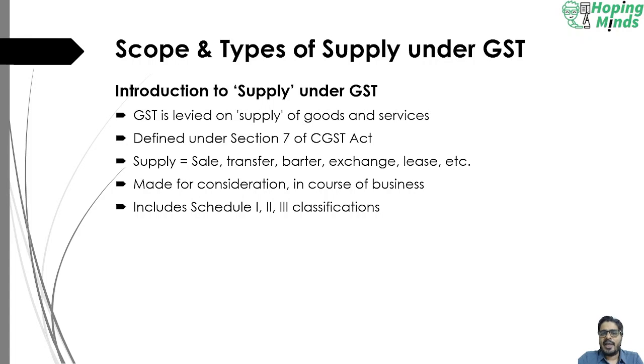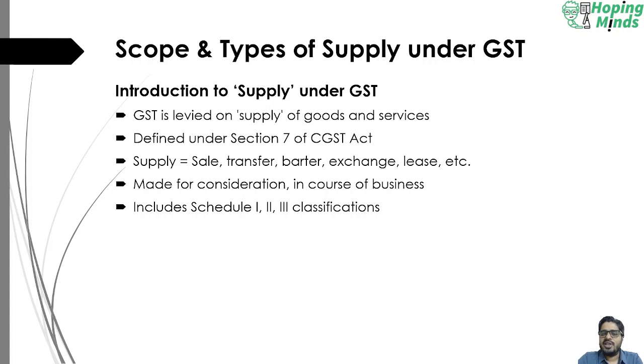So the term supply is defined under section 7 of the CGST Act, which includes all forms of supplies like sale, transfer, barter, exchange, license, rentals, lease or disposals. It includes supplies made or agreed to be made for a consideration, and that too in the course or furtherance of business. That is, personal transactions are not included within the meaning of supply.